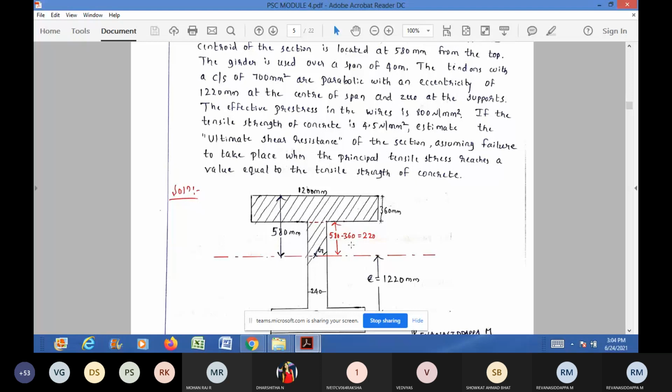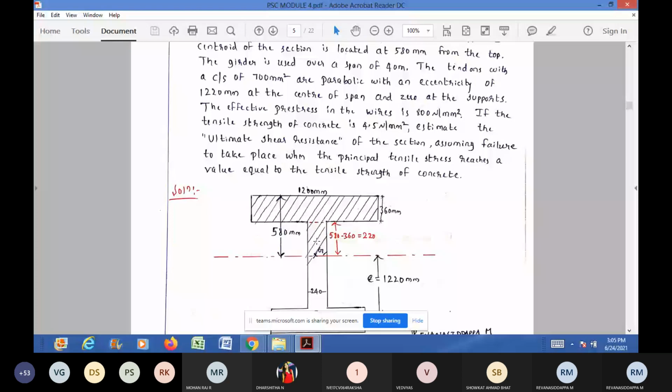Now moment of this first rectangle about the neutral axis is how much? Area of rectangle multiplied by perpendicular distance. Area of rectangle is 240 into 220, into perpendicular distance, means distance of centroid of this rectangle one from this point G, centroid of whole figure. How much will it be? Tell me. 220 by 2. Yes, obviously it will be 220 divided by 2. In this way you will calculate the moment of first area about the neutral axis.